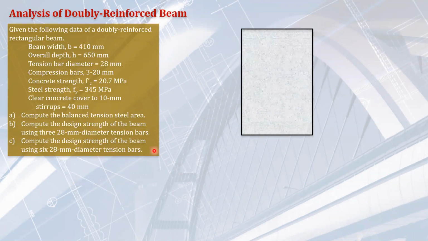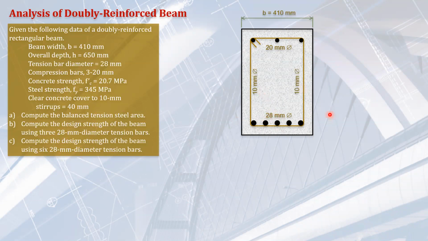Alright, let's see. So this is our beam section. We have 3 compression bars fixed, but the tension bars depend: letter B is 3, and letter C I made 6. The compression bars are 20 mm, and the tension bars are 28 mm. The stirrups are 10 mm, and the width is 410. The overall depth is 650 mm. The clear cover to the stirrup is 40 mm. And then we have D prime.